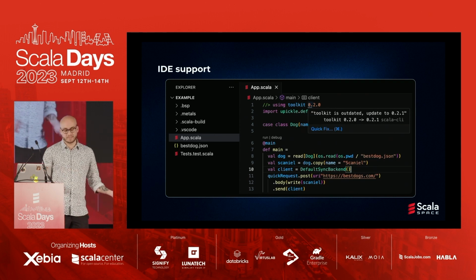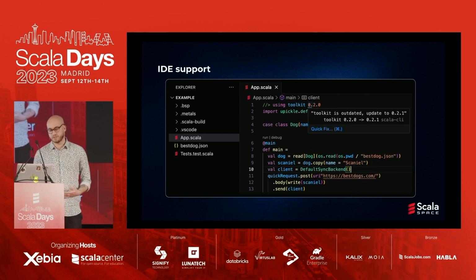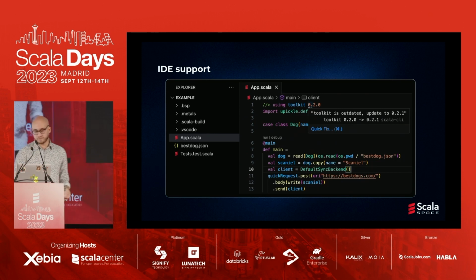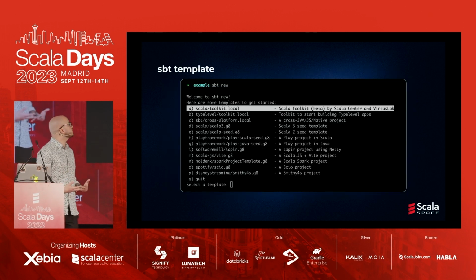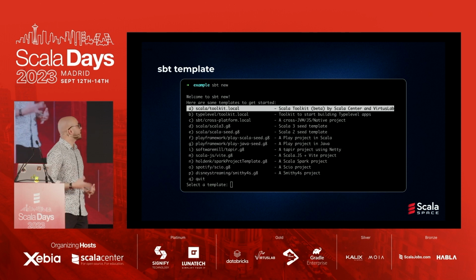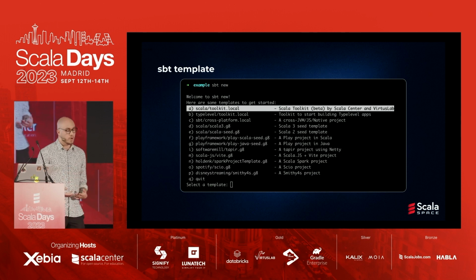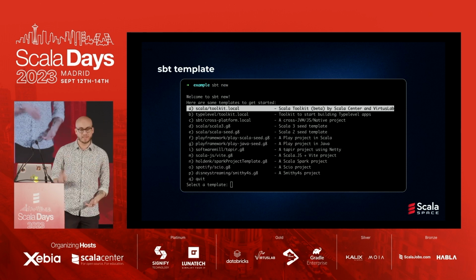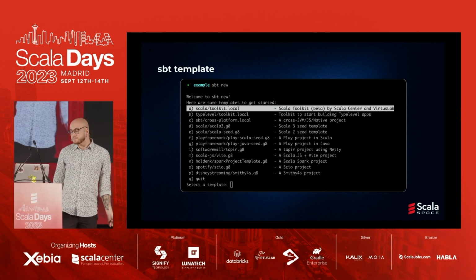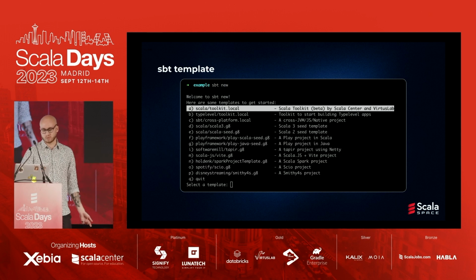You'll of course always get the suggestions for the libraries and navigation, because it's just a dependency that's seen from the Scala CLI, and it also has an integration with the template command, the sbt new command in sbt. So if you want to create a project with the Scala Toolkit, you just write sbt new, hit enter, and you have a project with the Scala Toolkit inside of it.